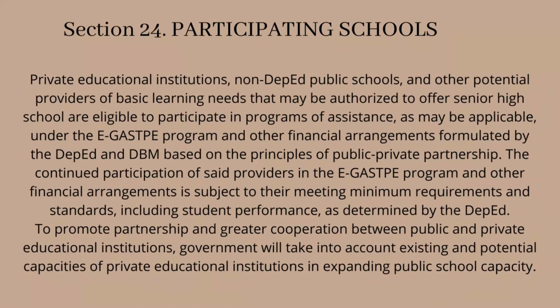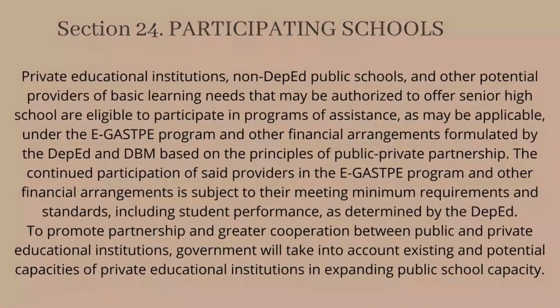Section 24. Participating schools. Private educational institutions or non-DepEd public schools and other potential providers of basic learning needs that may be authorized to offer senior high school are eligible to participate in programs of assistance as may be applicable under the EGASP program and other financial arrangements formulated by the DepEd and DBM based on the principles of public-private partnership. The continued participation of said providers in the EGASP program and other financial arrangements is subject to their meeting minimum requirements and standards, including student performance as determined by the DepEd. To promote partnership and greater cooperation between public and private educational institutions, government will take into account existing and potential capacities of private educational institutions and expanding public school capacity.